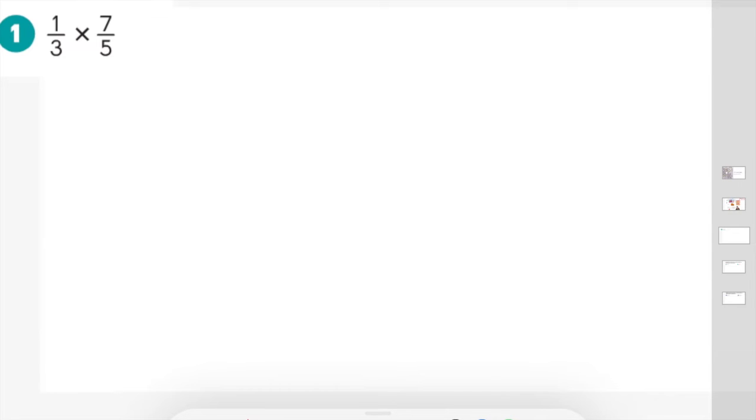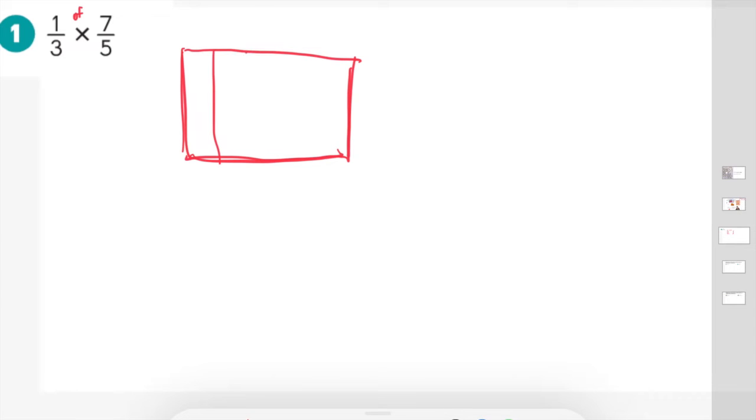Let's look at this next problem. 1/3 times 7/5, or 1/3 of 7/5. The first thing I want to do, if I'm going to use a model for this, is make my whole and divide it into 5 equal parts. Sorry, this is not the most exact drawing, but we'll get started.